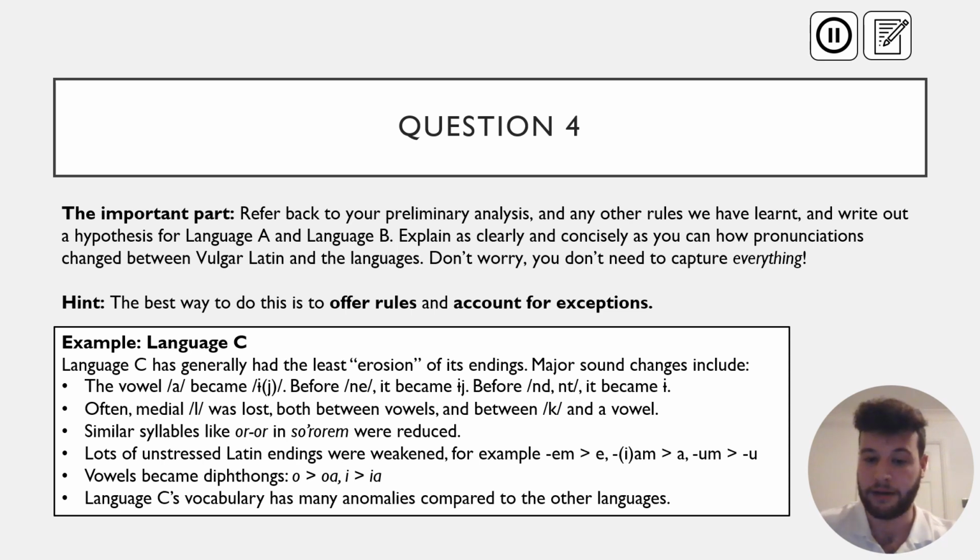And I've also accounted for exceptions as well. I've said that there are anomalies compared to the other languages. It's important to try and think of reasons why. I'll leave you to go ahead and think of why that might be. But it's important to account for everything and all and only everything, if that makes sense. So I'll leave you to go ahead, pause the video and take care of that final question now, and we'll check back in a moment.